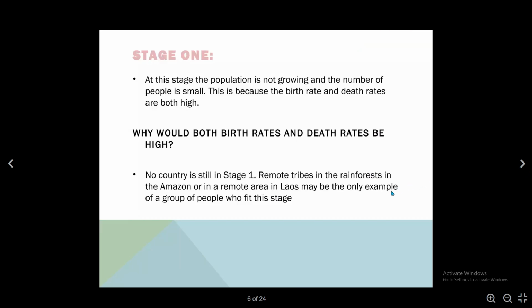Stage 1. At this stage, the population is not growing, and the number of people is small. This is because the birth rate and the death rate are both high.